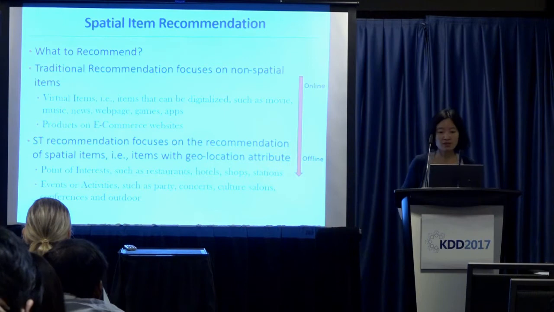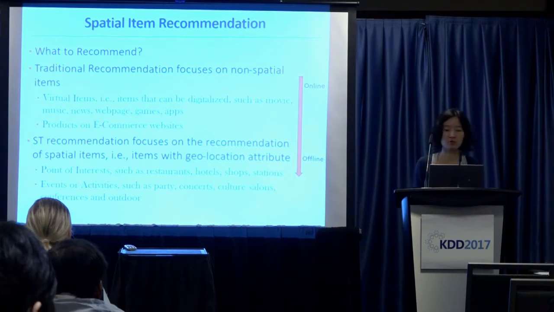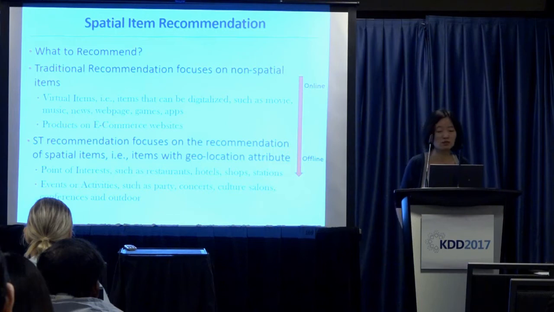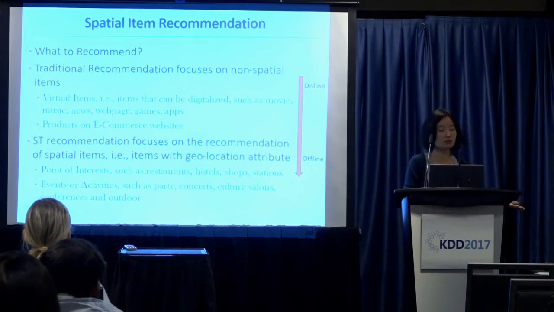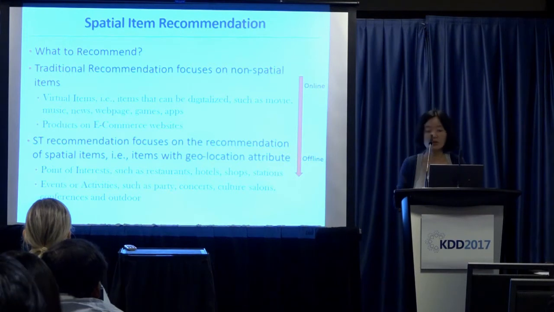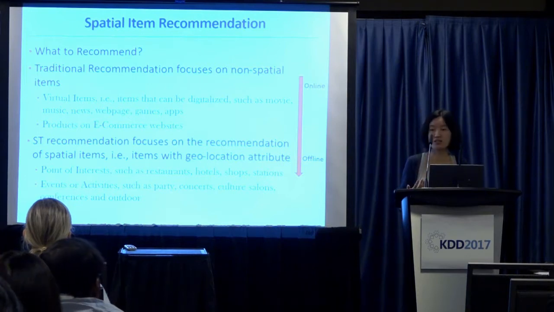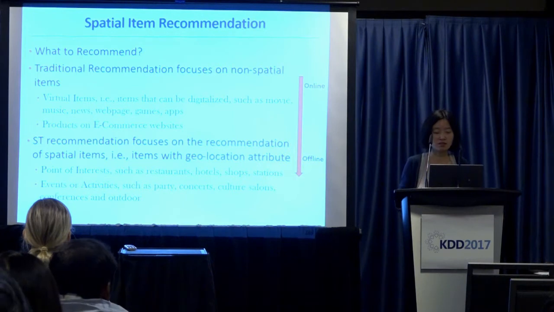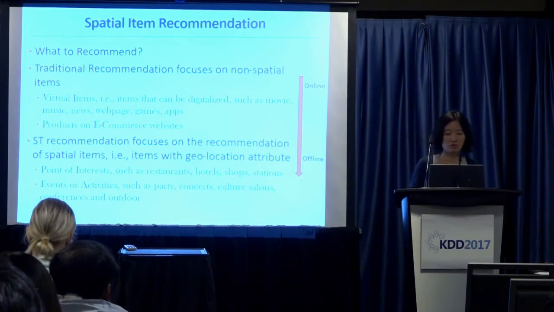As I said, in most of the existing recommendation, people just consider the online items. But in spatial item recommendation, there are two types of items that you can recommend that involve location information. The first is point of interest, things like restaurants, hotels, shops, stations. Those items carry spatial information. The second type of spatial items is events or activities, such as parties and concerts. Different from the first type of items, which are only associated with spatial information, the second type also contains time information.